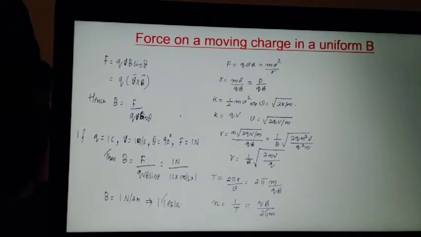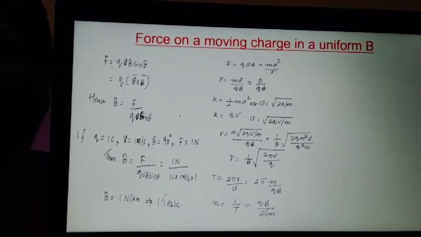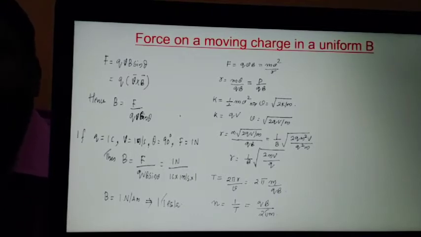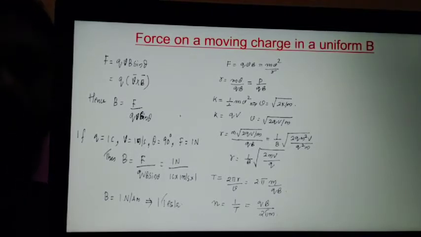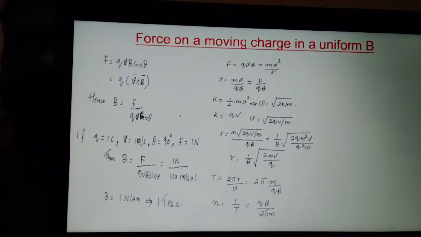The second drawback is, it cannot be used for accelerating uncharged particles. It is used only for charged particles. And it is not used for accelerating electrons. The reason is the first one itself: as the electron is lighter, as it gets accelerated its velocity may become equal to the velocity of light, so its mass changes. So electrons cannot be accelerated using cyclotrons. So remember that.